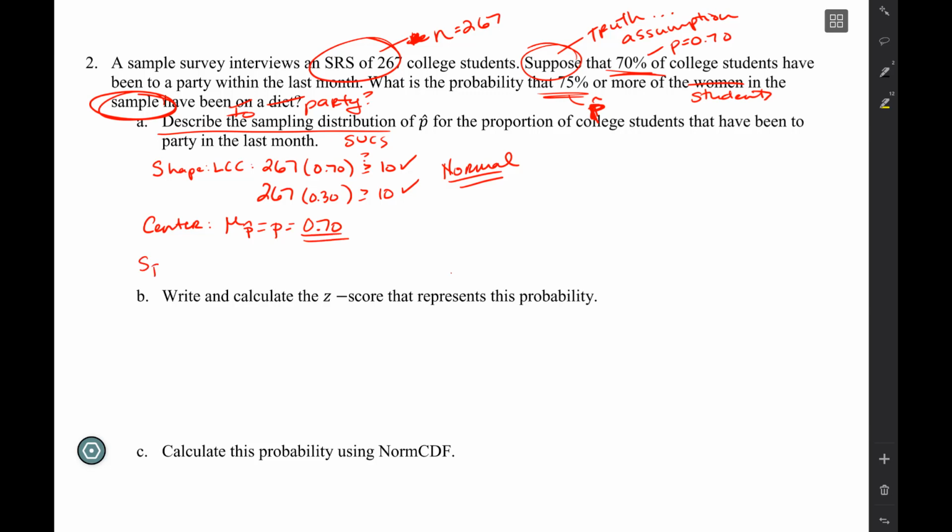Lastly, we look at spread. So spread does have a condition. We need to check the 10% condition here. And so the 10% condition says that our sample size, 267, needs to be less than or equal to 1/10 of our population. And we say, okay, well, what's capital N? I don't know. I don't have a number for capital N. I don't know my population size, but I do know my population. My population is college students.